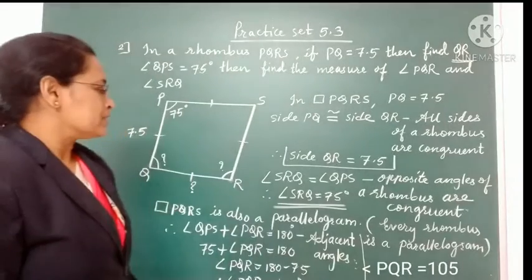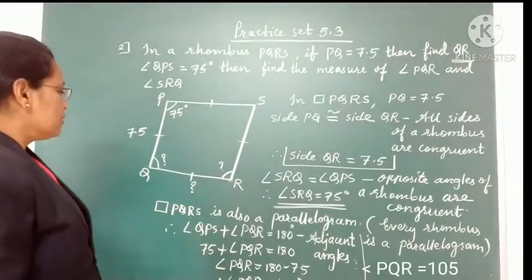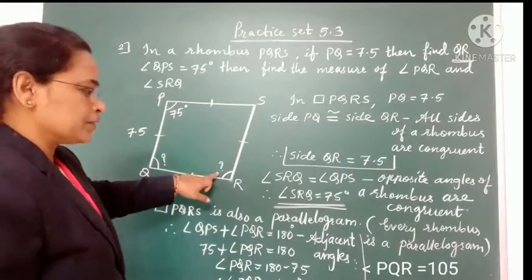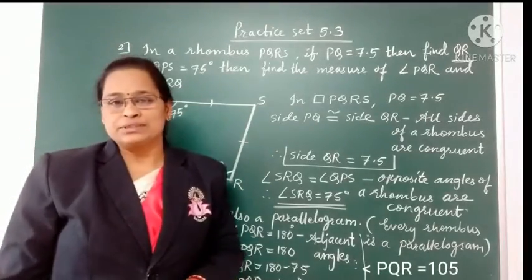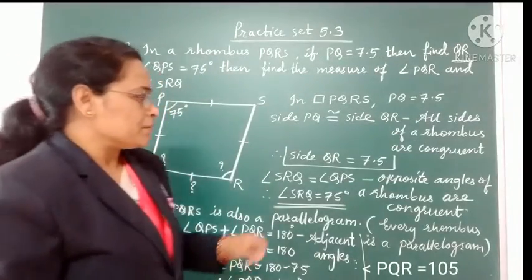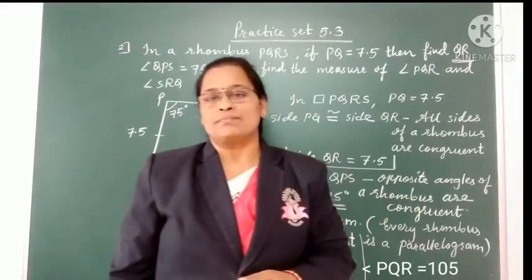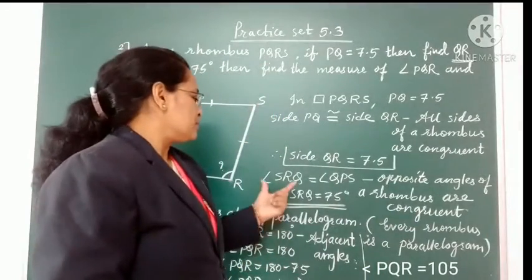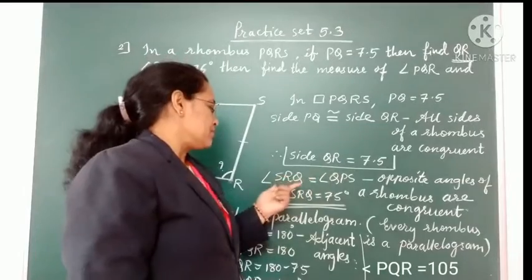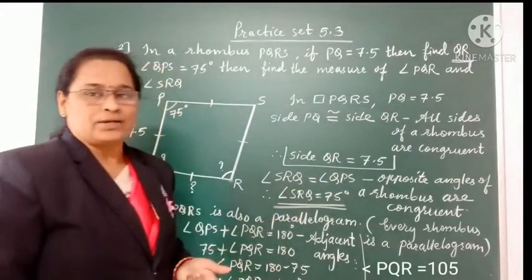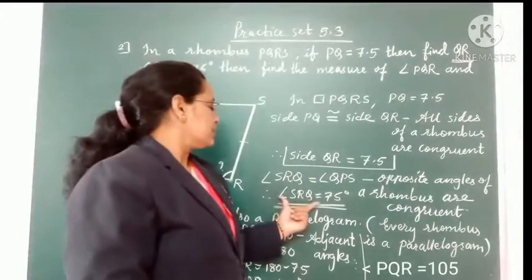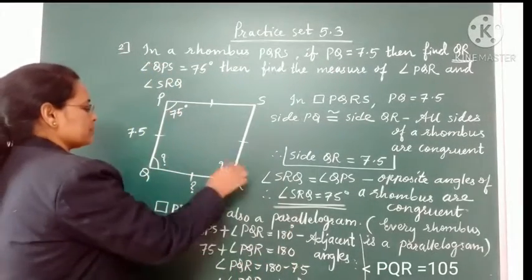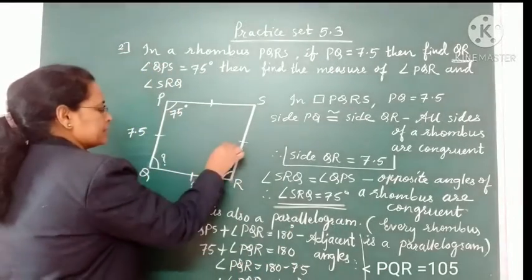Then the next property is regarding angles. If you give attention here, angle QPS and angle SRQ in the figure are opposite angles. The property of opposite angles of the rhombus is that the opposite angles of the rhombus are congruent. So the measure of angle QPS is the measure of angle SRQ, both are equal. Therefore angle SRQ is equal to 75 degrees.